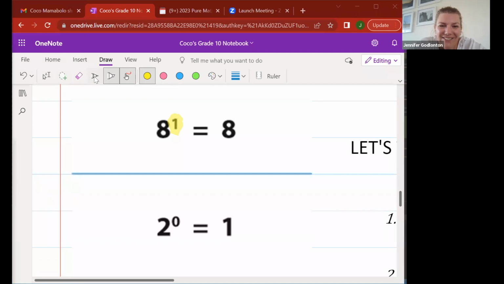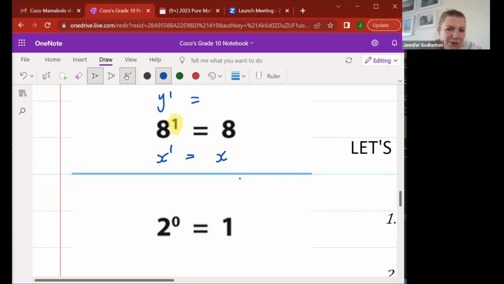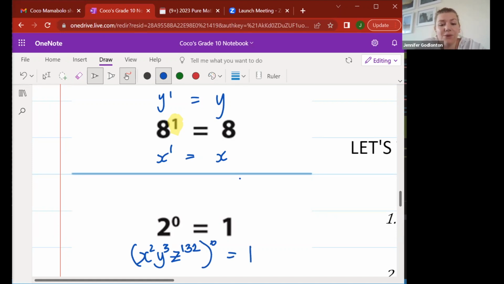Okay, so let's have a look over here. So we've got 8 to the power of 1 is equal to 8. That's the same as saying x to the power of 1 is equal to x. Y to the power of 1 is equal to y. Anything to the power of 1 is itself. But if we have something to the power of 0, then it is equal to 1. And that means anything. So if I had x to the power of 2, y to the power of 3, z to the power of 132, all of that to the power of 0, my answer would be 1. Doesn't matter what is inside that bracket. If it is to the power of 0, it is equal to 1.